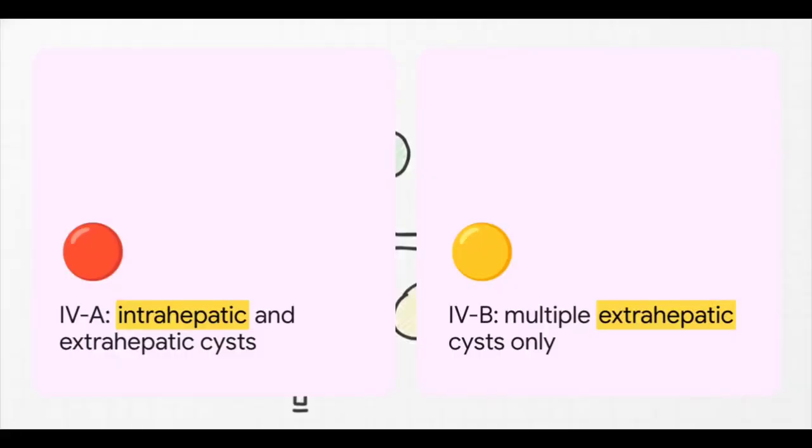All right, we're shifting gears into ultra-high yield mode here, speaking directly to those test-taking anxieties. This right here is arguably the single most tested distinction in the entire classification system. You need to burn this into your visual memory. IVA is intrahepatic plus extrahepatic. IVB is multiple extrahepatic only. So when you're reading a clinical vignette, the absolute second they mention cysts both inside and outside the liver, your brain should immediately snap to IVA.